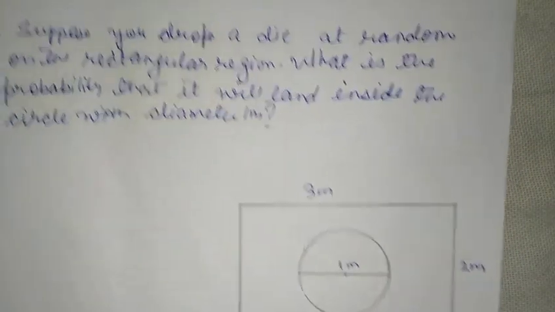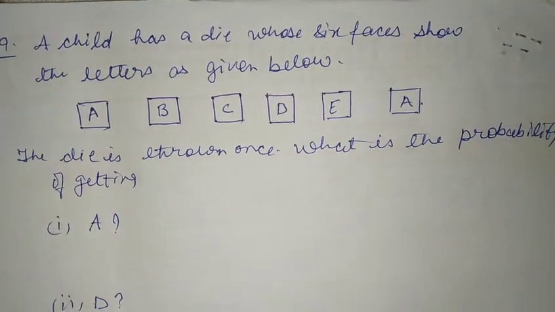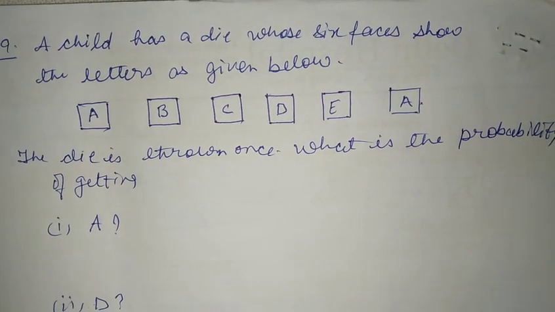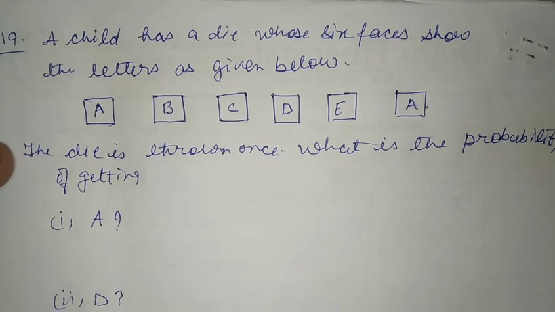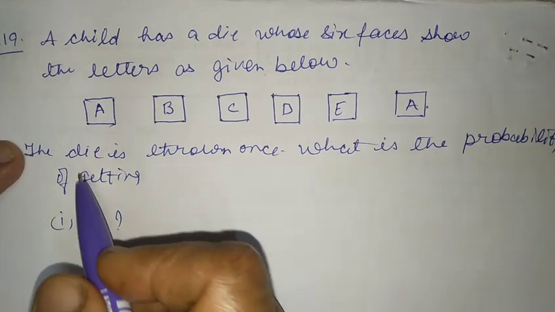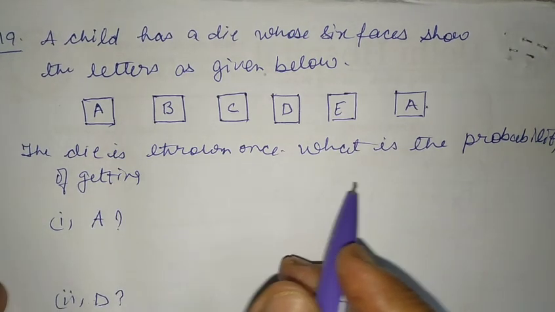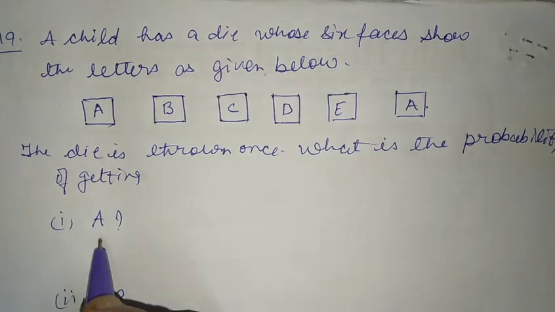Now let us go to question 19 here, which says a child has a die whose 6 faces show the letters as given below, that is A, B, C, D, E and A again. So the die is thrown once. What is the probability of getting letter A here?